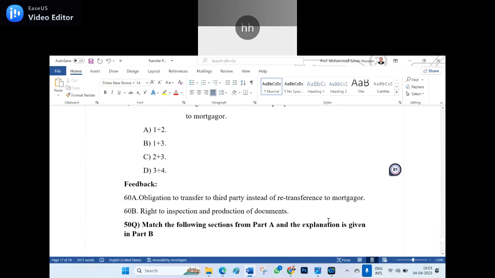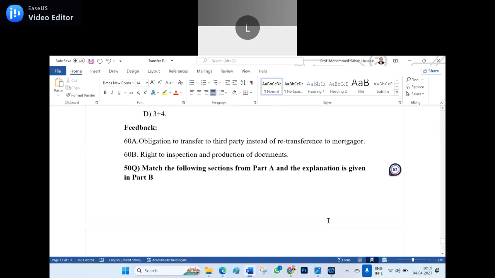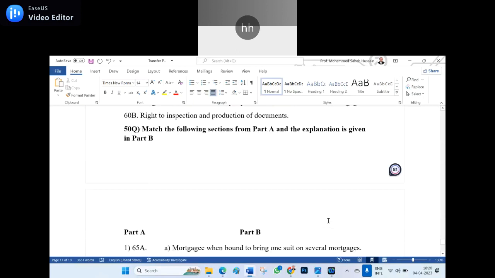And supplementary question, in which section do a lot of cases appear in the Supreme Court of India? Supplementary question. 53A, sir. 53A. 53A is the one with many cases appearing in the Supreme Court of India.